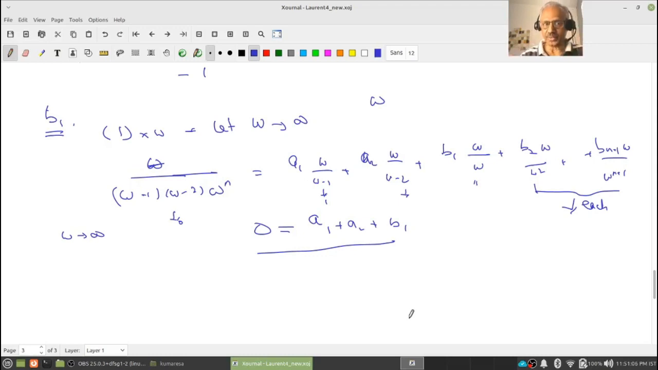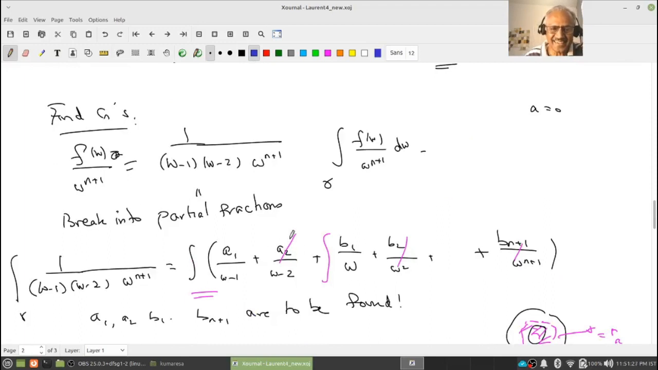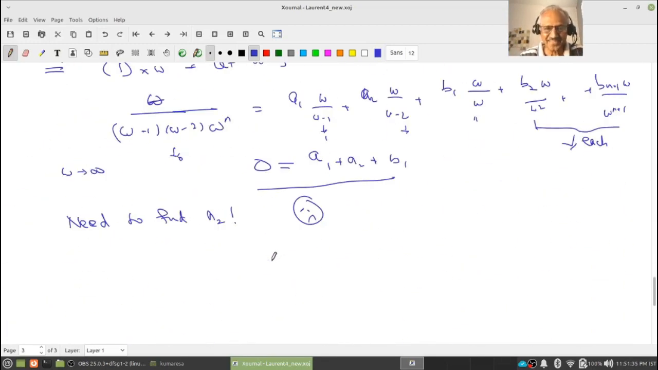So, I don't get b1. But I already know a1. You understand that? Therefore, it's necessary, we need to find a2. See, look at that. We said that earlier, we didn't need this integral, but unfortunately we still need a2. Luckily we don't have to worry about b2 to bn plus 1. Hopefully, right? We already found a1. If I find a2, then I know what is b1. b1 has to be minus a1 minus a2.